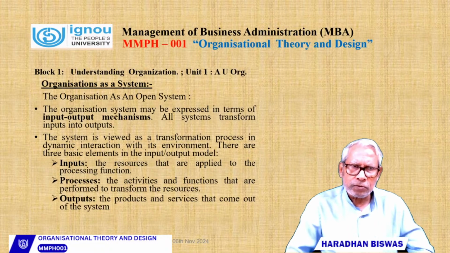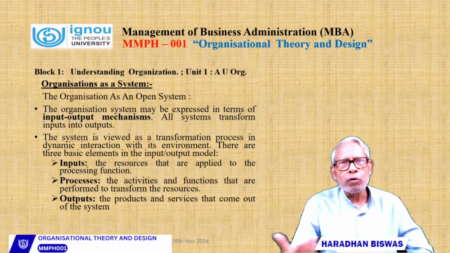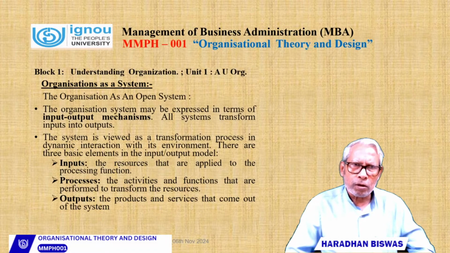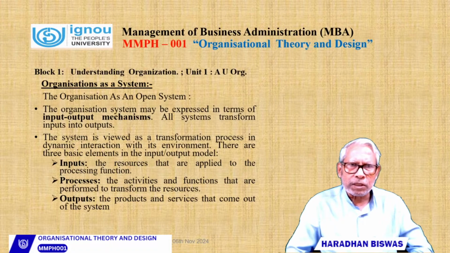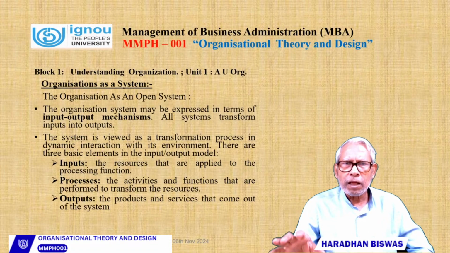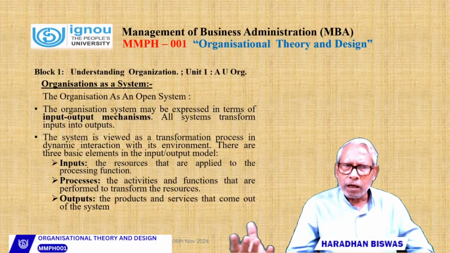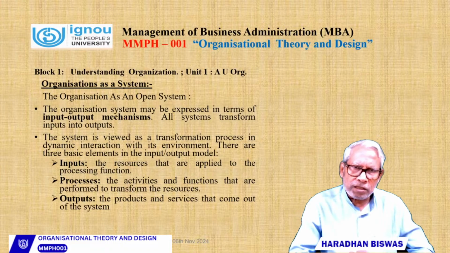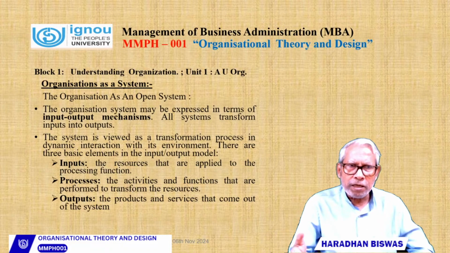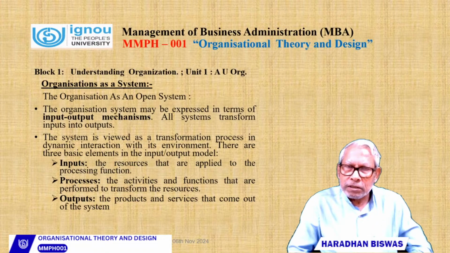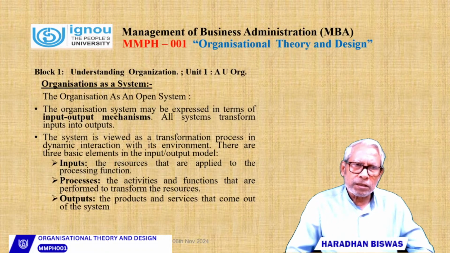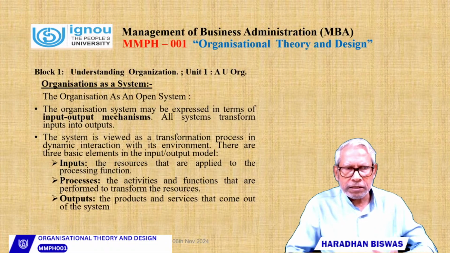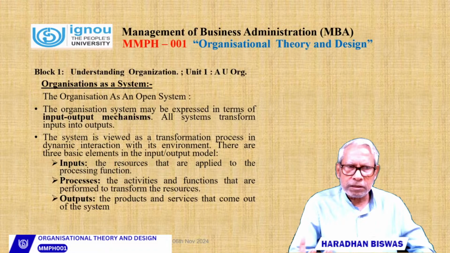All systems transform input to output. So in the case of an open system, there are inputs, and these are transformed, and finally we get an output. The system is viewed as a transformation process in dynamic interaction with its environment. There are three basic elements in the input-output model: inputs, processes, and outputs.